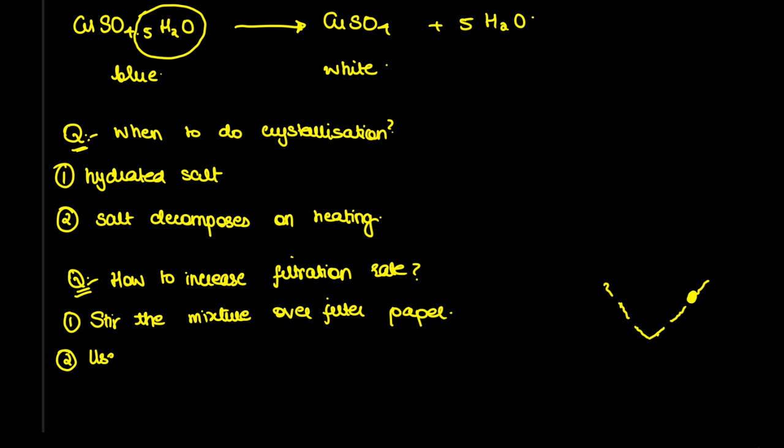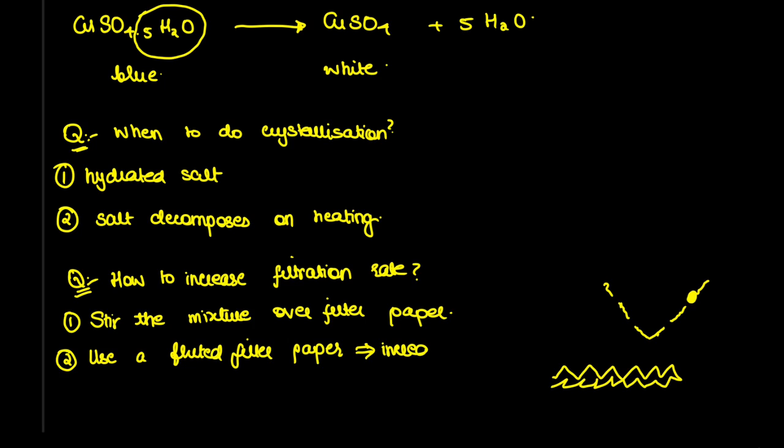use a fluted filter paper. Fluted filter paper is filter paper that has been folded. Let's just say like this. Very bad drawing. So what that does is it increases the surface area.